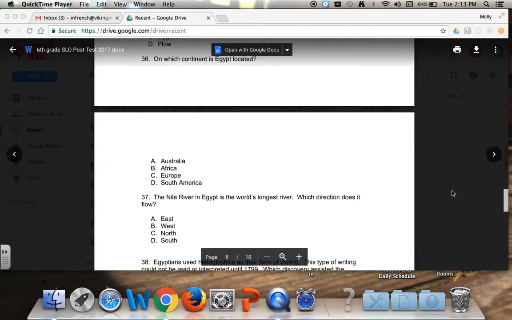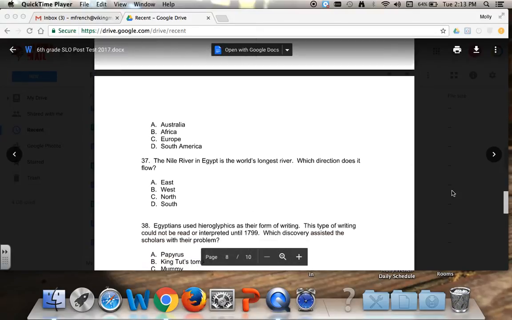Number 36. On which continent is Egypt located? A. Australia. B. Africa. C. Europe. Or D. South America. Number 37. The Nile River in Egypt is the world's longest river. Which direction does it flow? A. East. B. West. C. North. Or D. South.